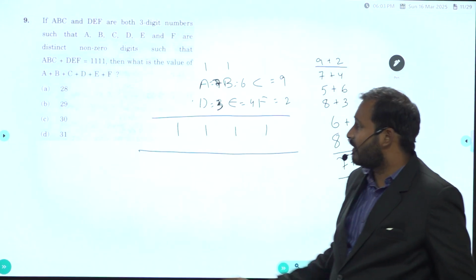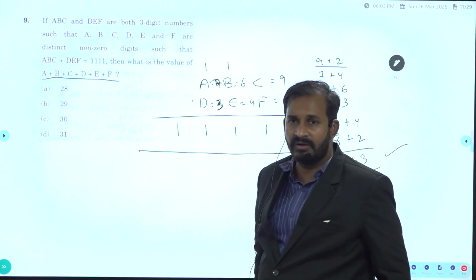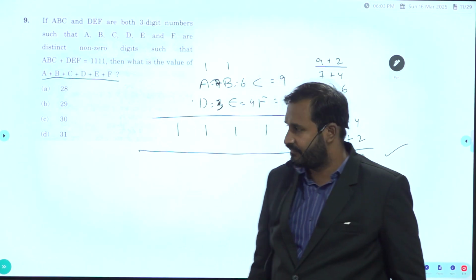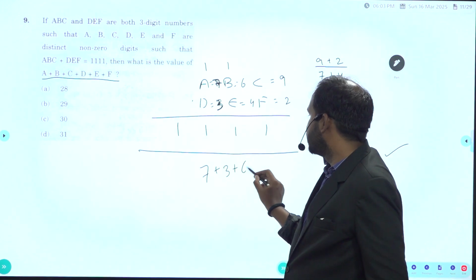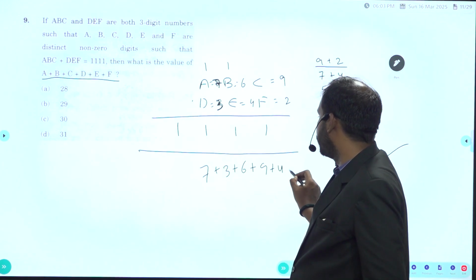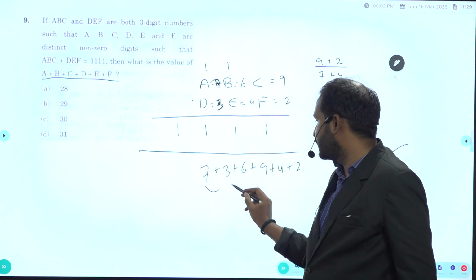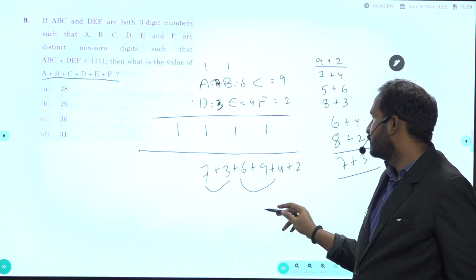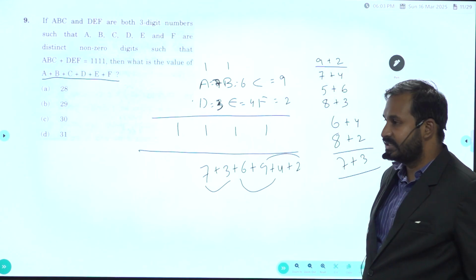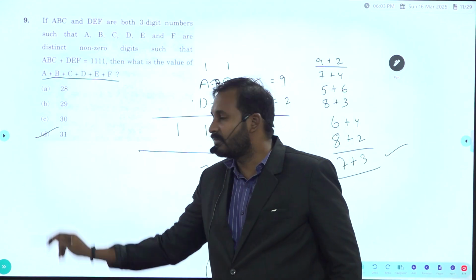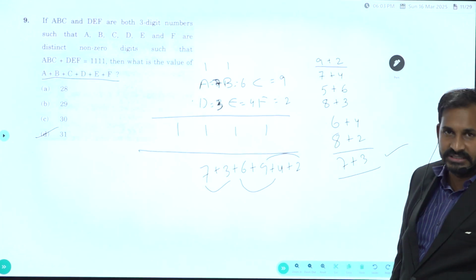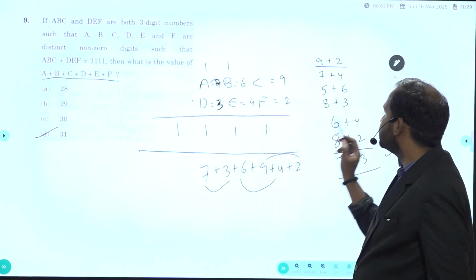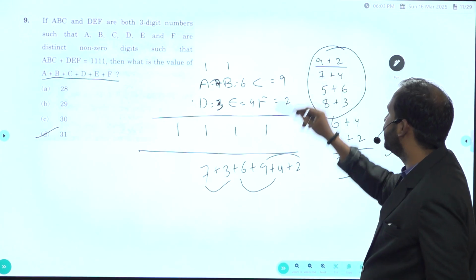So anyway, our final thing is we need to find the sum of A, B, C, D, E and F. So what you will get? 7 plus 3 plus 6 plus 9 plus 4 plus 2. When you add all these things, 7 plus 3 is 10, 6 plus 4 is 10, 20, and 9 plus 2 is 11. So 31. The sum of all these digits will be equal to 31 for us here. The thing is here, you need to do a lot of trial and error things.